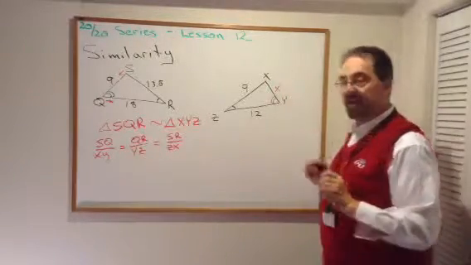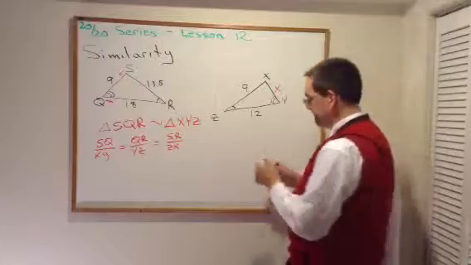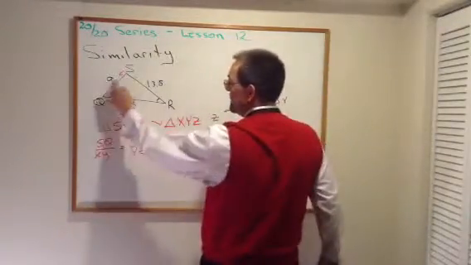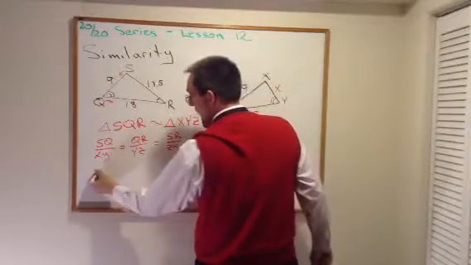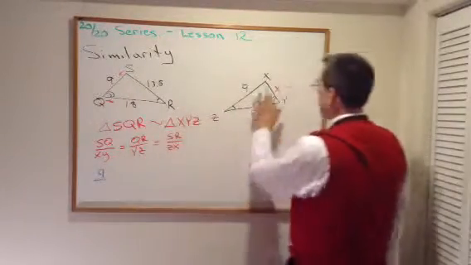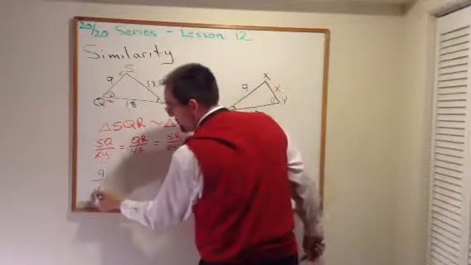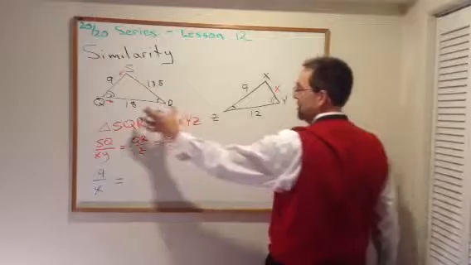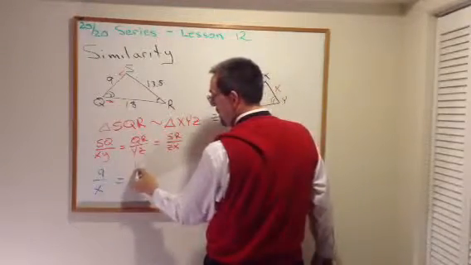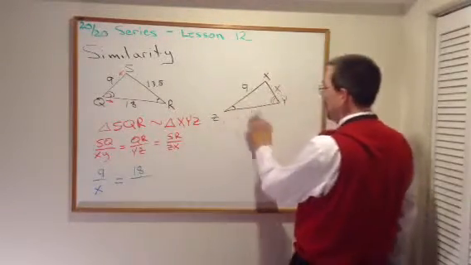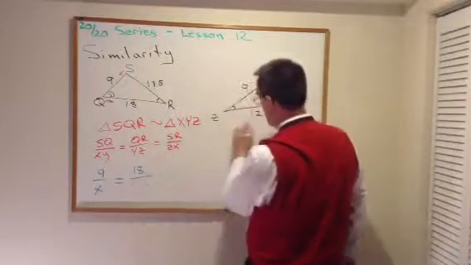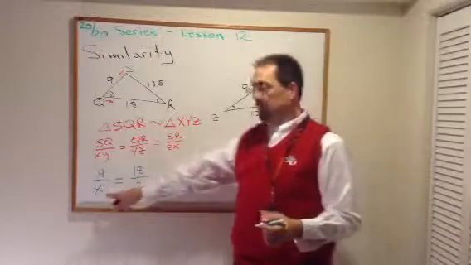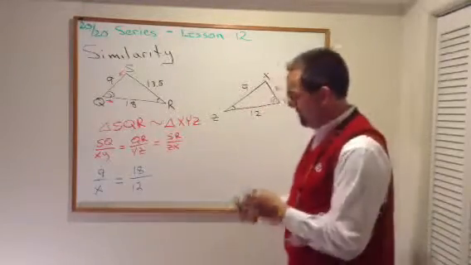Now, let's see if we can actually solve for this X. SQ, 9, over XY, there's our X, that's what we're trying to solve, is equal to QR over YZ, which was 12. We have to solve for this X, solve for that variable.